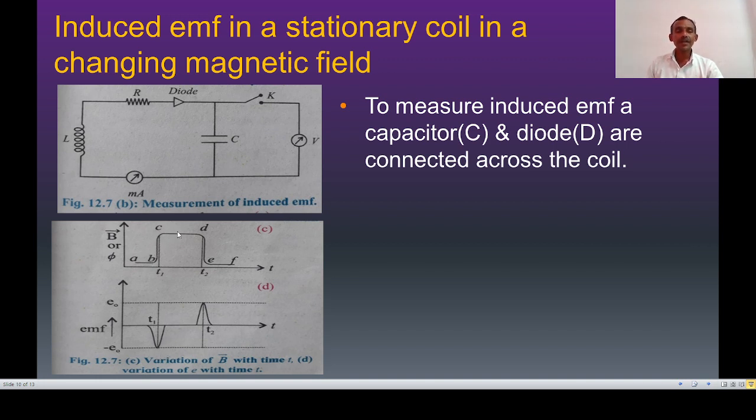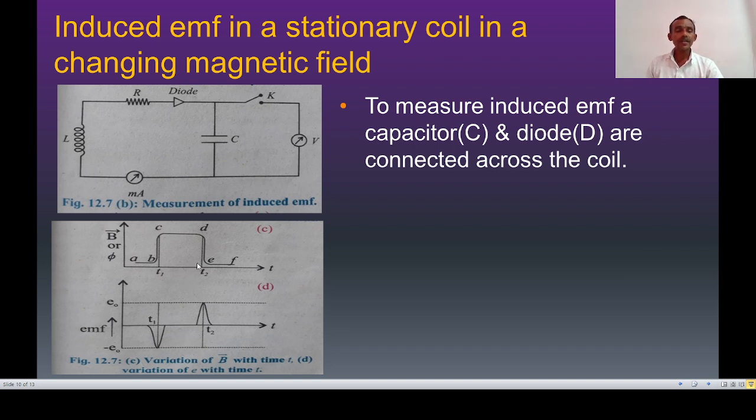Now when the magnet is totally inside the coil, at that time also the magnitude of magnetic flux will be maximum, but it is constant here. Therefore no EMF will be induced when the magnet is totally inside the coil.